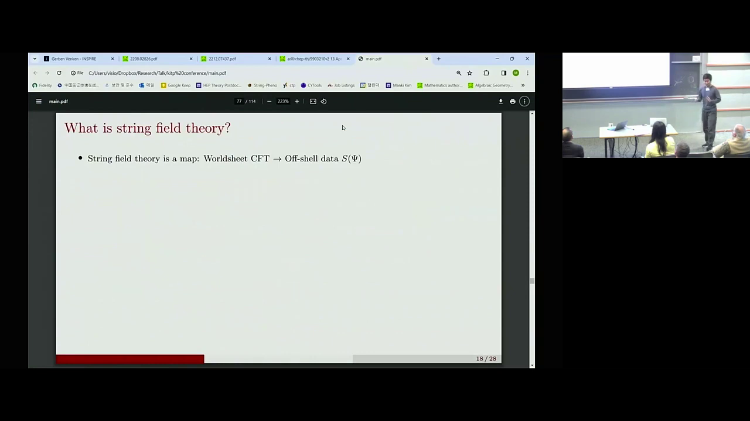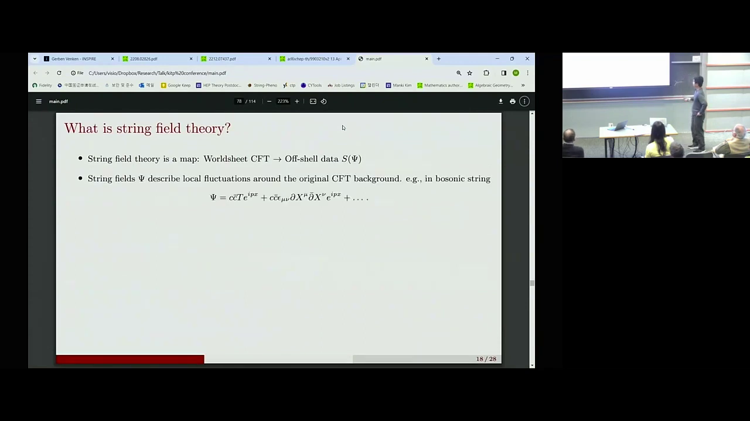And as I told you, I'm going to use string field theory. So what is string field theory? In a very simplified form, string field theory is a map from a well-defined worldsheet CFT to some off-shell data, for example, the off-shell action or a path integral for string fields. String fields here will be denoted by psi, which basically describes the local fluctuation around the worldsheet CFT background.